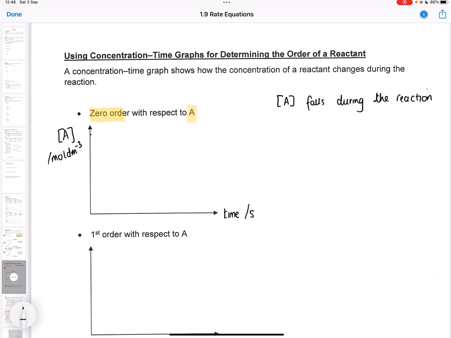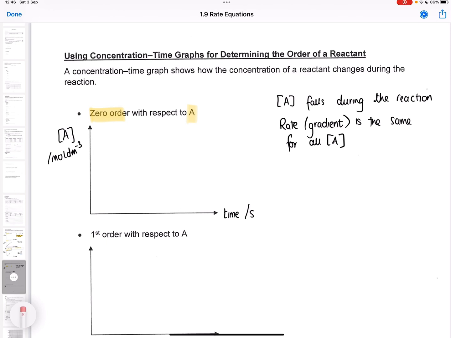Now, what we also know about concentration time graphs is that the gradient of this graph represents the rate. And the rate of a zero order reaction is the same at all concentrations. So the gradient must be the same at all concentrations if it's zero order. So the rate or the gradient is the same for all concentrations of A. So what that means is this is going to be a straight line starting high and decreasing.